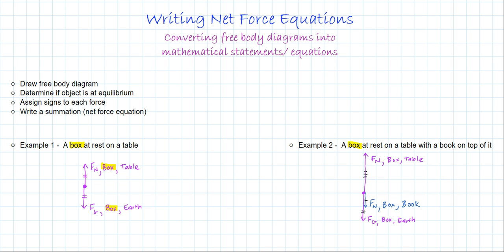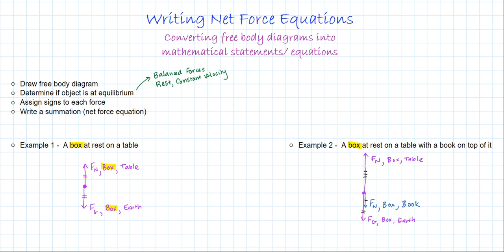Well, let's quickly talk about what equilibrium actually is. Equilibrium means that you have balanced forces. That's one way to look at it. If you have balanced forces, the object is either at rest or it's moving at a constant velocity. Those are the two different cases that result from balanced forces.